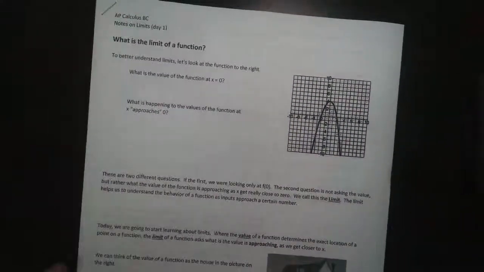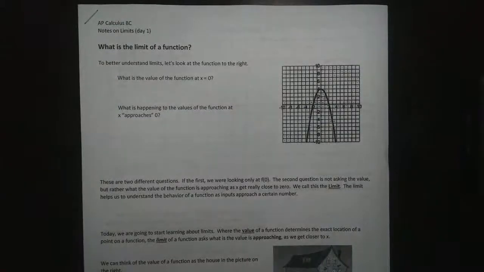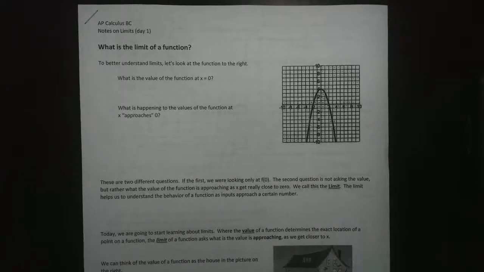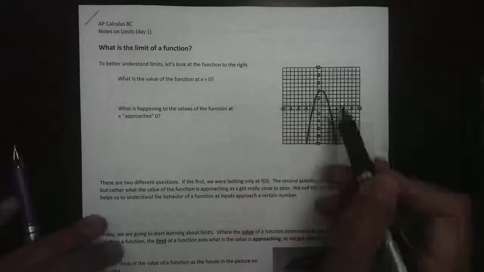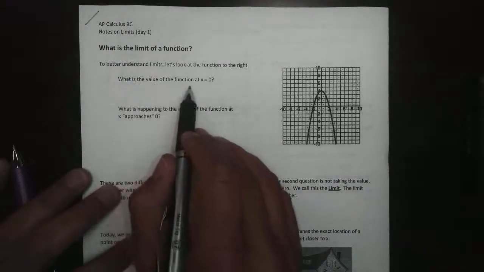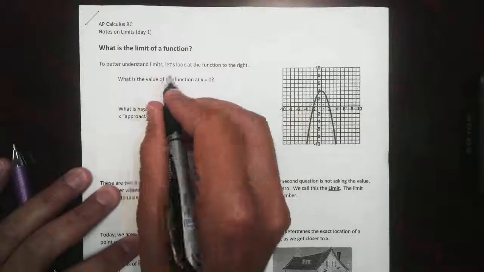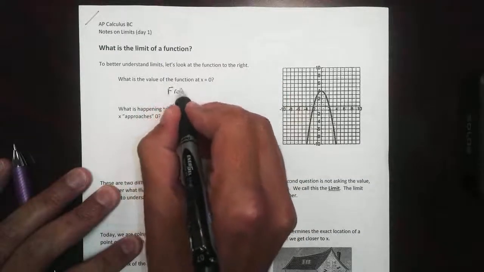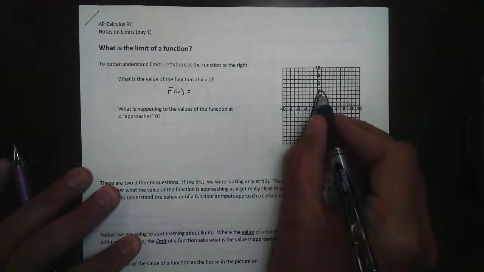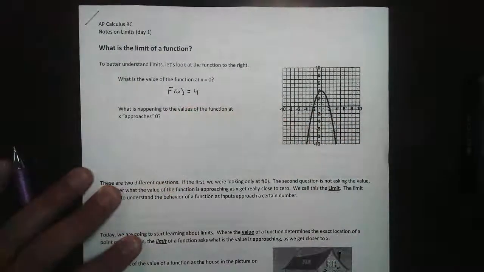The question for today: what is the limit of a function? To better understand a limit and its applications in mathematics, we are going to take a look at this graph over here on the right. If you notice, it's parabolic, so we want to find out what is the value of the function at 0. Well, that's easy. That's just from pre-cal. If I wanted to find f of 0, I can just go look at the graph. At 0, it looks like the value is 4.